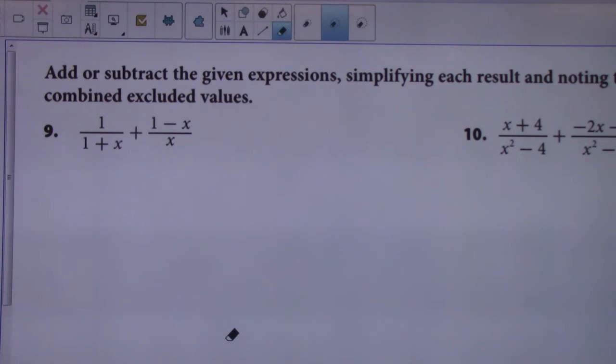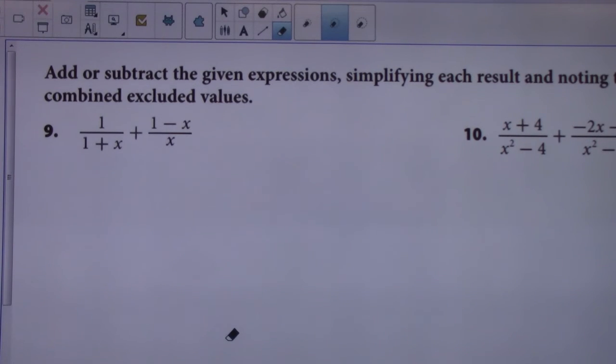Okay, what'd you do? What are you going to do for number 9? Add or subtract the given expression, supplying each field noted and combining excluded values. So what does it tell you to do? Add or subtract. Yeah, it does. What else does it tell you to look for and find?